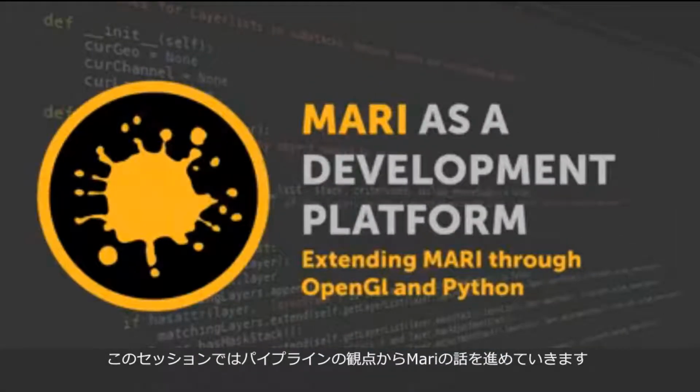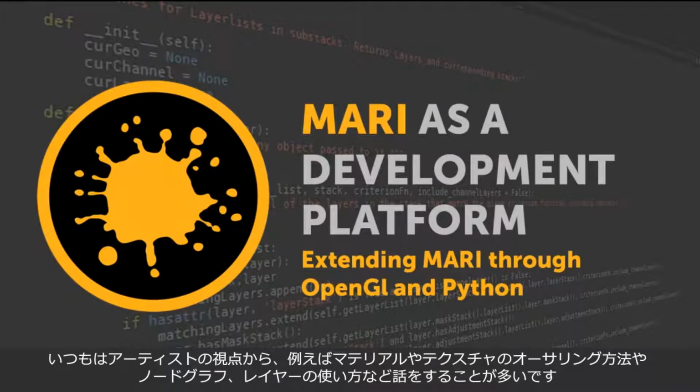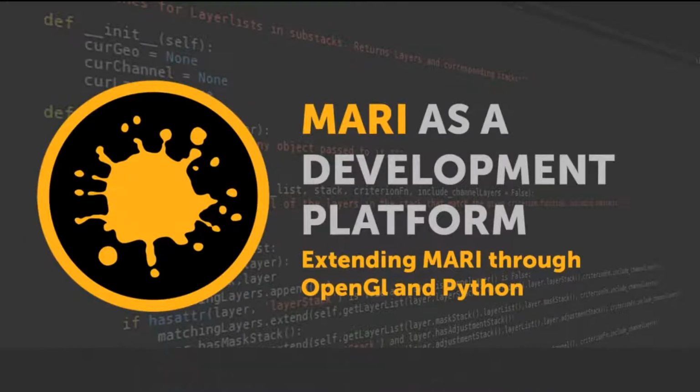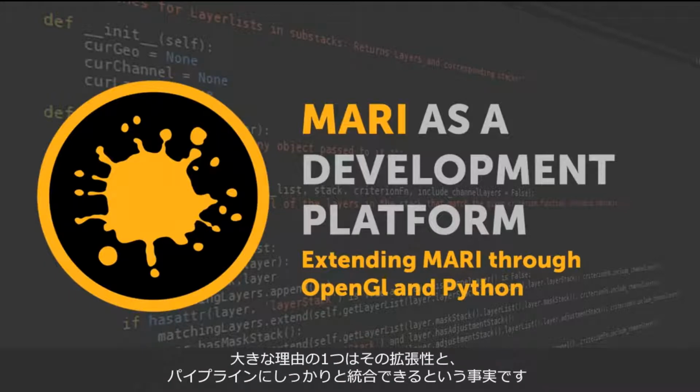So in this talk, I want to take a look at Mari more from a pipeline point of view. Usually we talk about it from an artist's perspective, for example, how to author materials and textures or use the node graph, layer stack, etc. But one of the big reasons Mari still is the central element of many texturing pipelines, especially in the VFX and feature animation industry, is its extendability and the fact that you can really tightly integrate it into your pipeline.